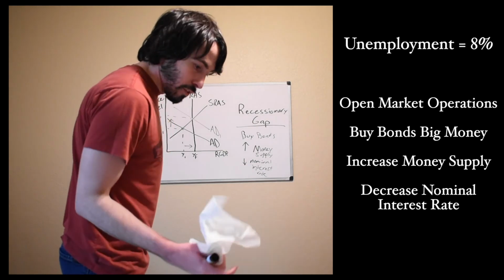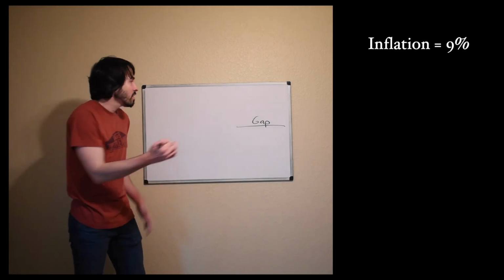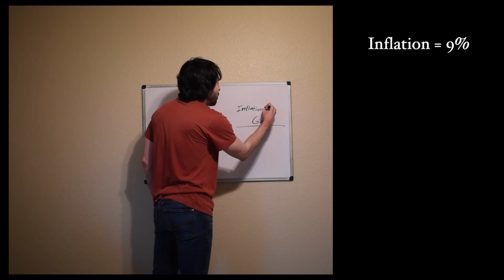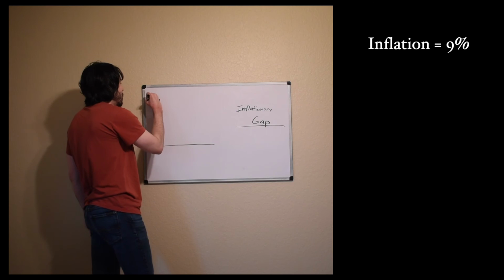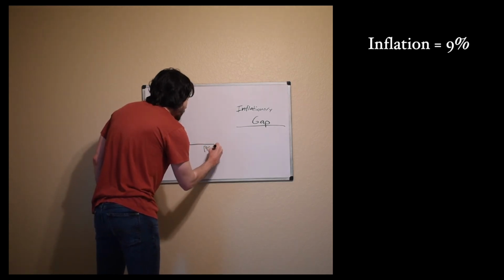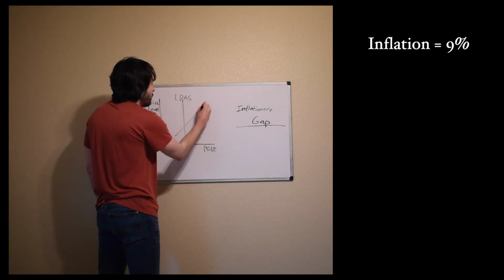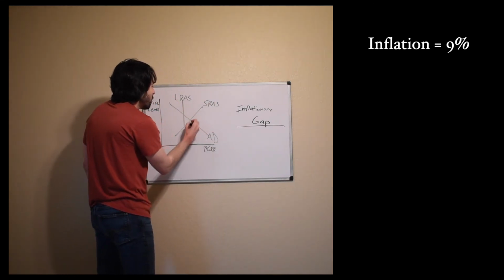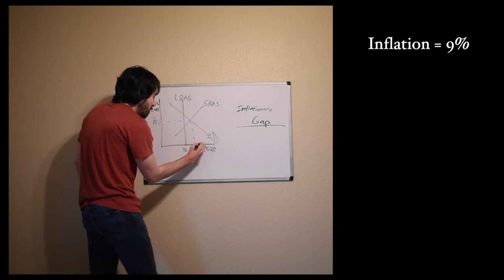All right, let's look at one more real quick. Now we're going to look at a problem that says that inflation is 9%. Well, if inflation is 9%, then we're going to be in an inflationary gap. So we're over here, an inflationary gap. Price level 1, YF, Y1.